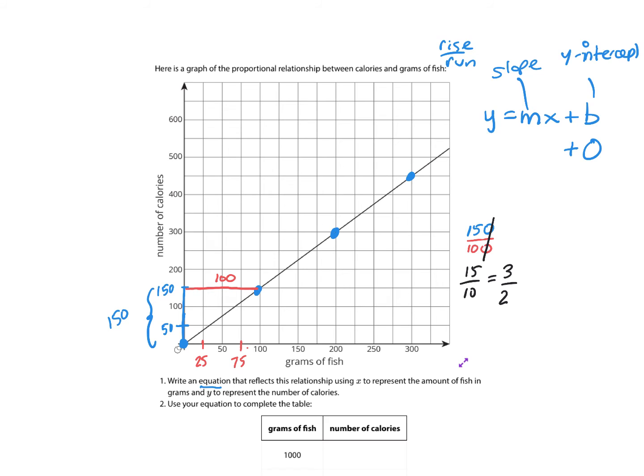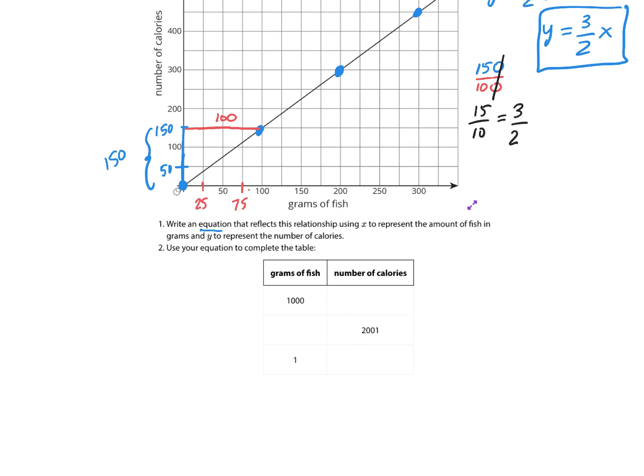So my equation for this is y equals 3 halves x plus 0, which I will simplify down to just 3 halves x. It's proportional because it's a line that starts at the origin. Now it says use your equation to complete the table. If you're in the classroom, you have your calculator. If you're at home, you can use a calculator tab, you can use your phone, whatever works for you.